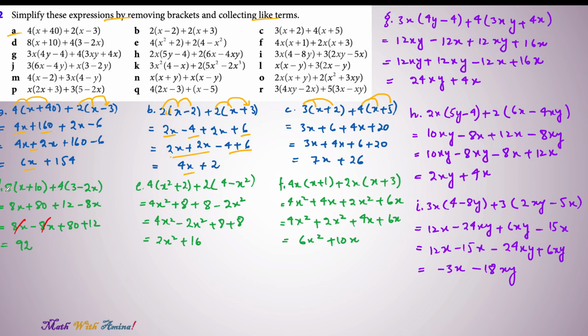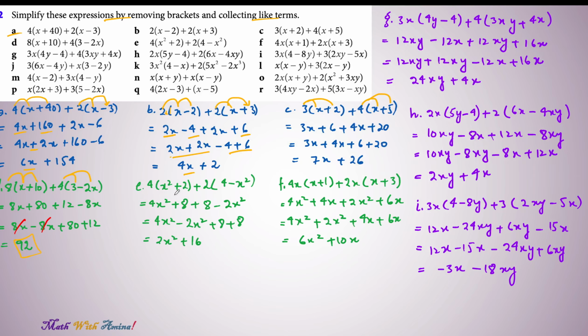Then we have the fourth one, 8, in the bracket x plus 10. So 8 gets multiplied with x and 8 gets multiplied with plus 10. As a result we get 8x plus 80. Then 4 gets multiplied with 3 and 4 gets multiplied with minus 2x, and we get plus 12 minus 8x. Combining the like terms, we get plus 8x minus 8x. These two will cancel each other. Then we have plus 80 plus 12, which is equal to 92. So 92 is the simplified expression.